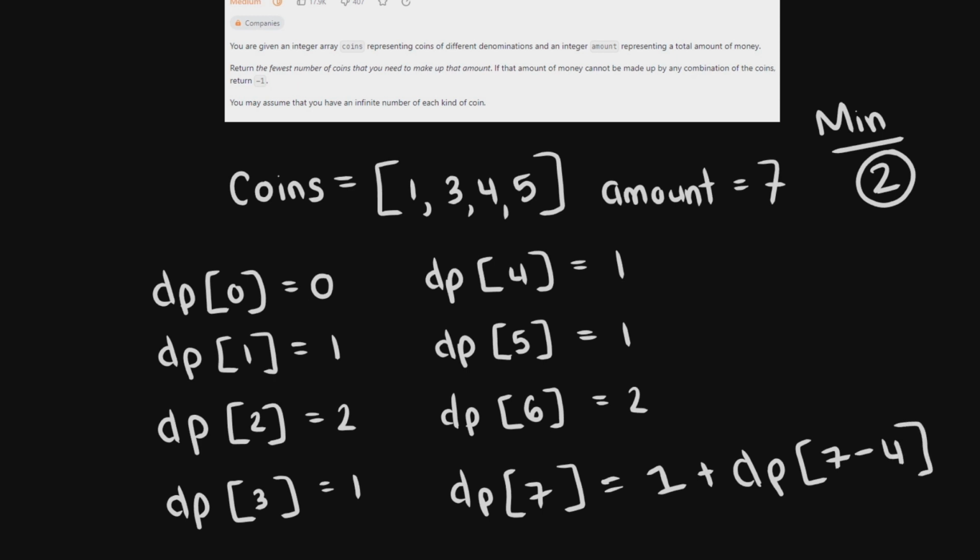So let's say we use a $4 coin. This is going to be dp of 3, and dp of 3 is 1. And we again have 1 plus 1, which is 2. So this is going to just be the minimum, so we don't have to update anything.